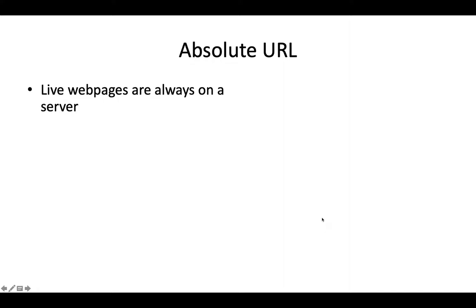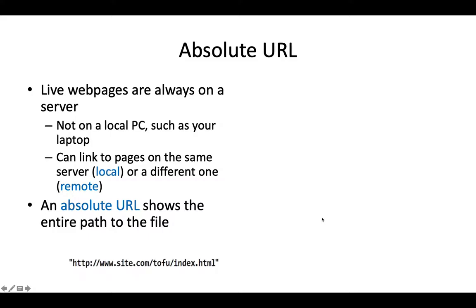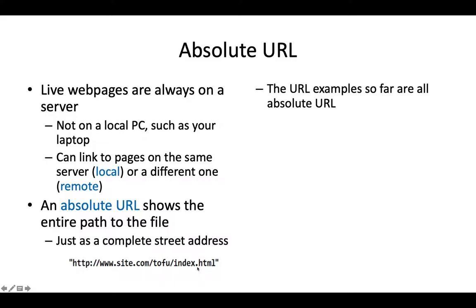Okay, there are two ways, and one is called an absolute URL. This is like your full postal address. You start with the building number, street, area, postcode, even country. That's the absolute URL, so you have everything. So this is an example of an absolute URL. You have the site, the directory, and the file name. So you can always find the file with all this complete information.